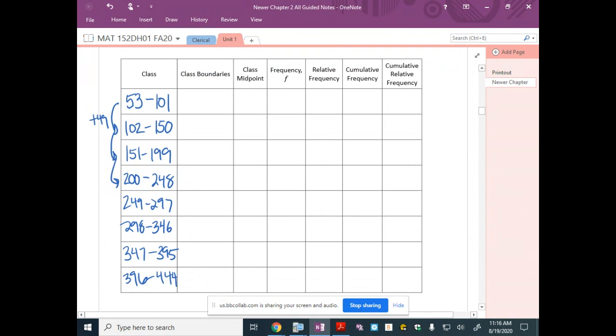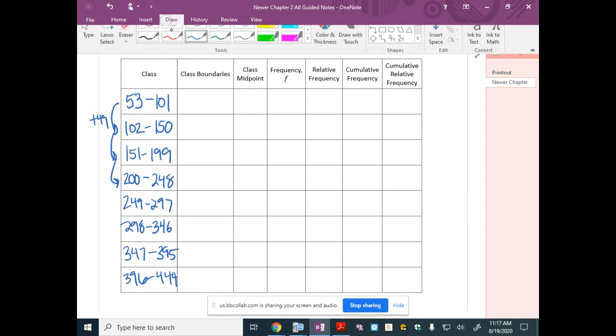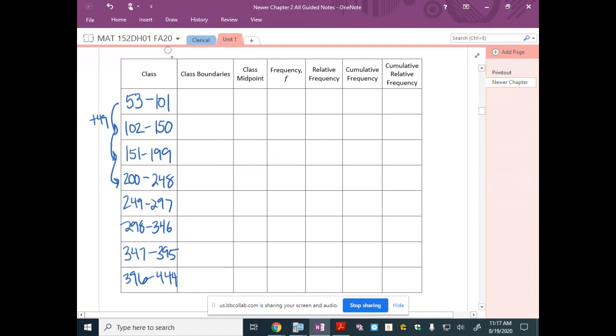What's the highest value? 440. Where would that 440 go? That's why. So the class boundaries, we would go from 52.5 to 101.5.